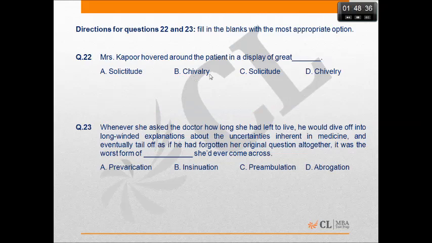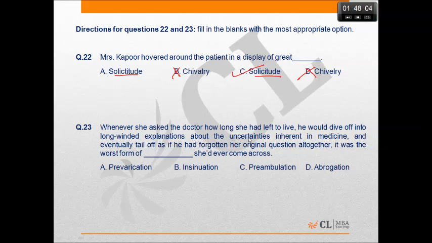Okay, fill in the blanks. Mr. Kapoor hovered around the patient in a great display of chivalry. Solitude or solicitude. Chivalry is a wrong spelling of chivalry. So he hung around them. One is solicit, which is to help someone. Solicitude or great display of, I think this is the one.